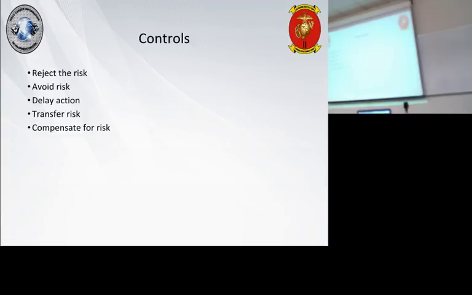So how do you control these things? All right, first way is to reject the risk. What does rejecting the risk mean? Saying no. What's that? Saying no. Okay, so completely eliminating that risk whatsoever, okay? How do I eliminate the risk? Just don't do it, right?